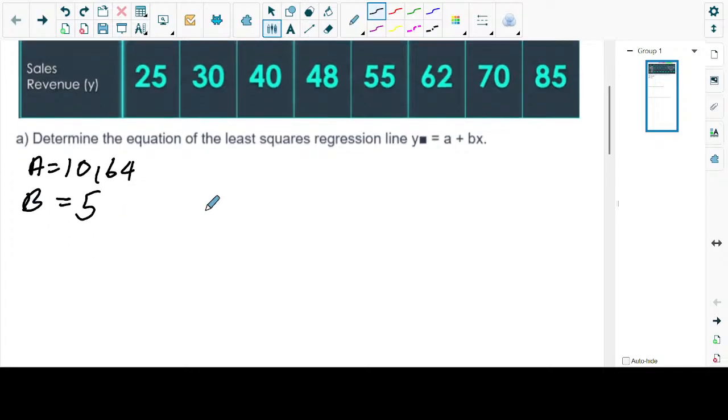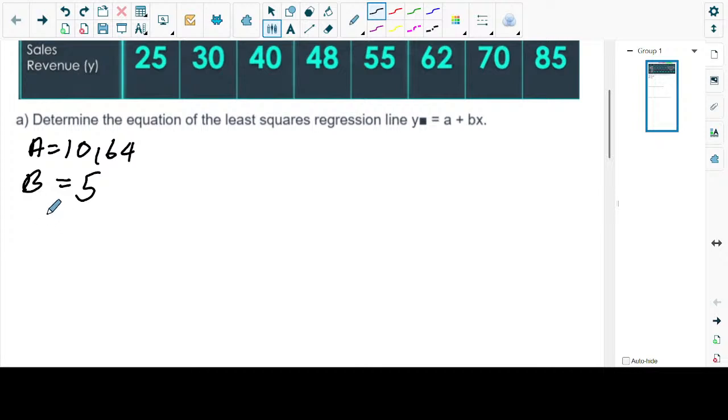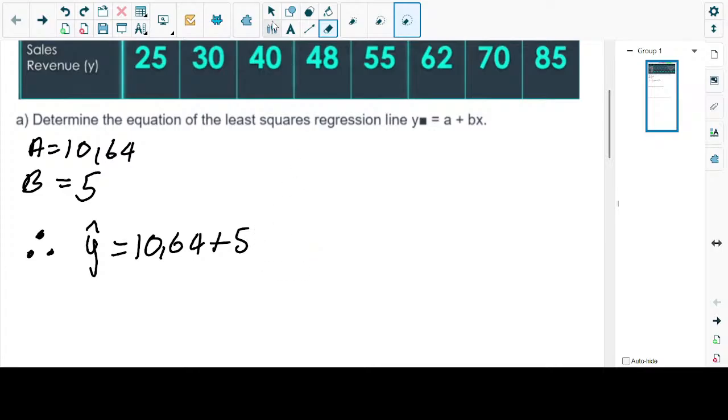Now we have A and B. Therefore, our y cap is equal to 10.64 plus 5x. The formula is not bx, it's just x. So it's 5x. I know it's E2, guys. It never changes. So it's 10.64 plus 5x.